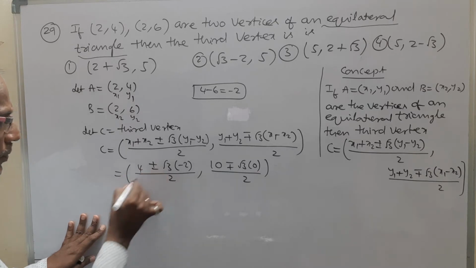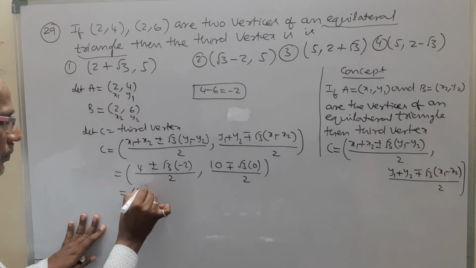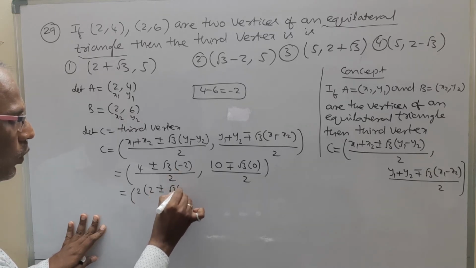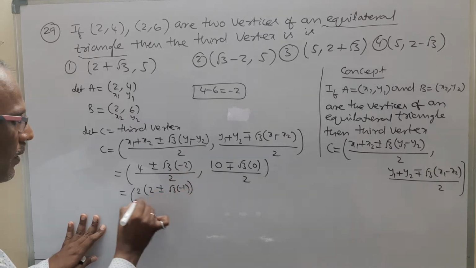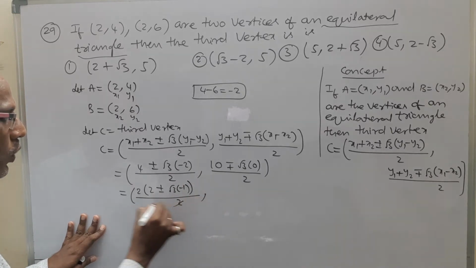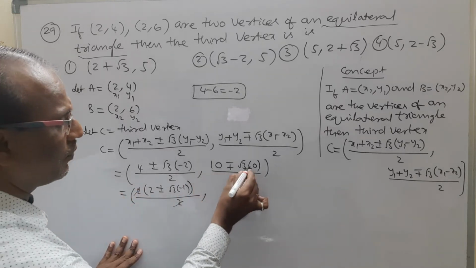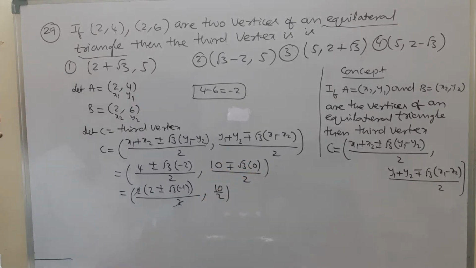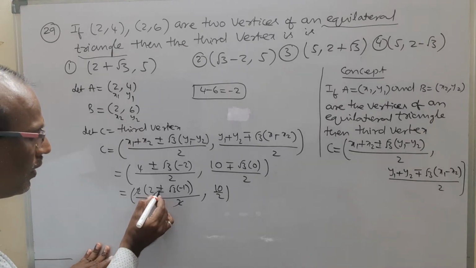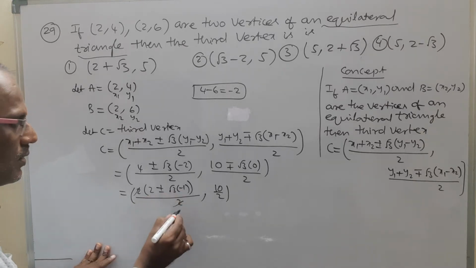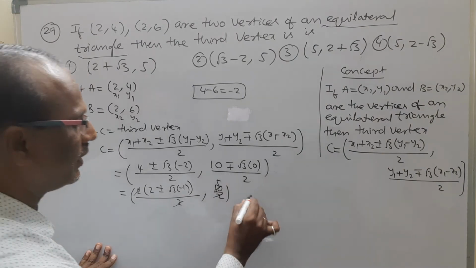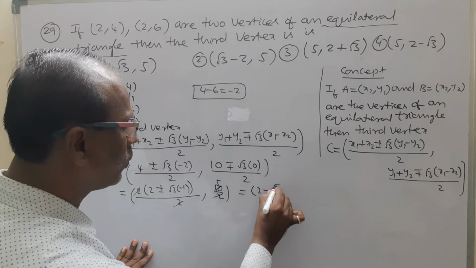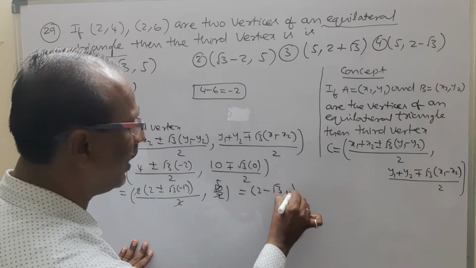Here 2 is common. 2 plus r minus root 3 into minus 1. 2 is common by 2, 2 gets cancelled. Here 0 into any number is 0. 10 by 2, 5. Here are two values for the C coordinates. Plus into minus, minus. 2 minus root 3. The y coordinate is only 1, 5.